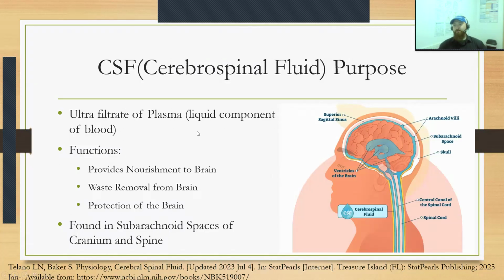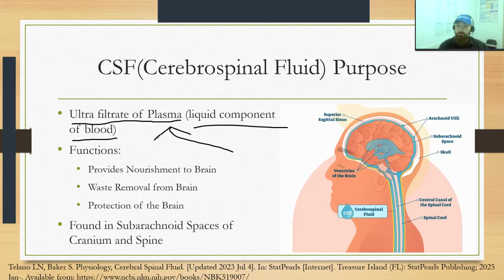So first, we need to talk about cerebrospinal fluid. What is cerebrospinal fluid? Well, it is an ultrafiltrate of plasma. Plasma is the liquid component of blood, and so it is part of a plasma function. And so, what does the cerebrospinal fluid do? Jay, what does this do, and why is it important?